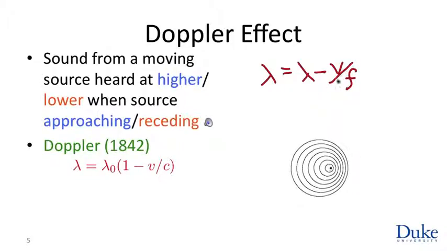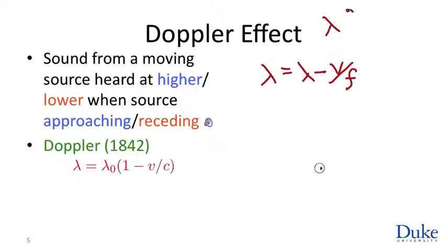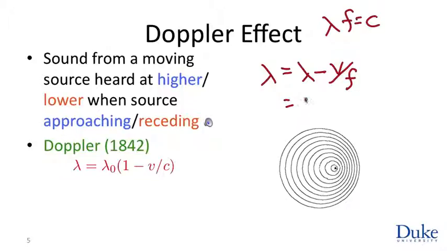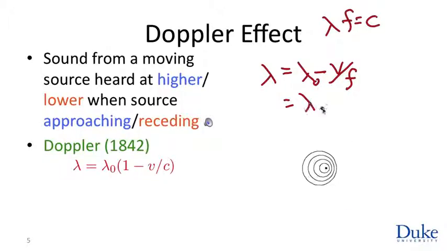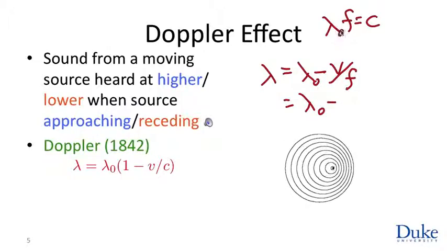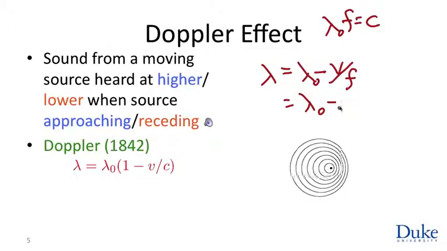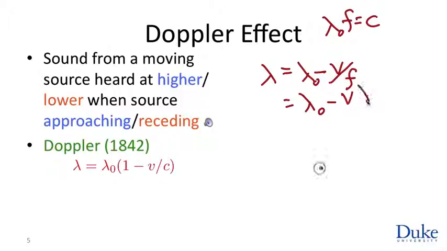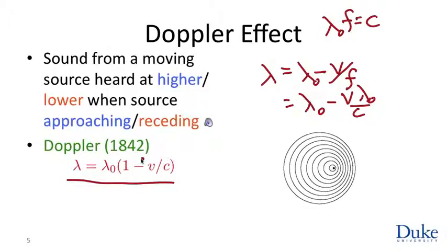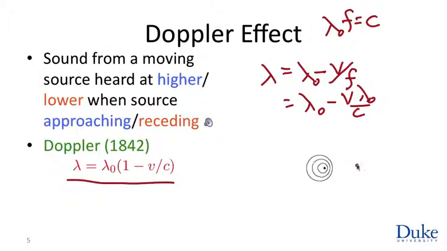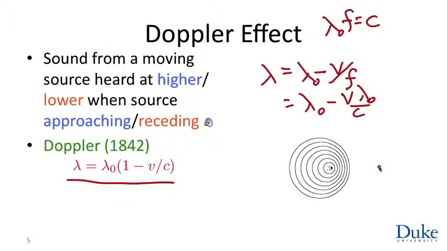And so remembering that lambda times f is c, I can write f as c over lambda, and I get lambda is lambda 0 minus v lambda 0 over c, or Doppler's formula, lambda is lambda 0 times 1 minus v over c. Notice that this v was taken to be positive when the source was approaching the observer.